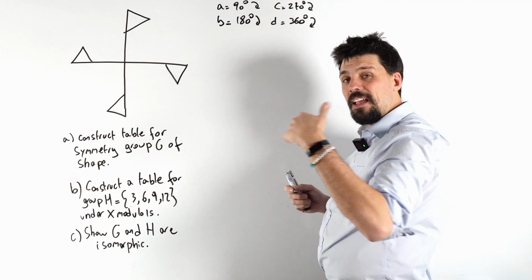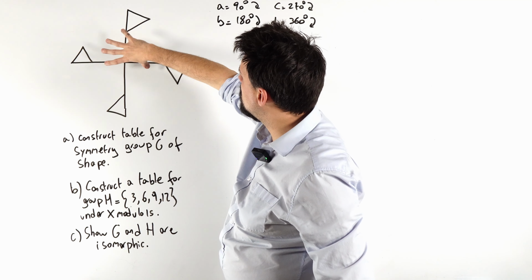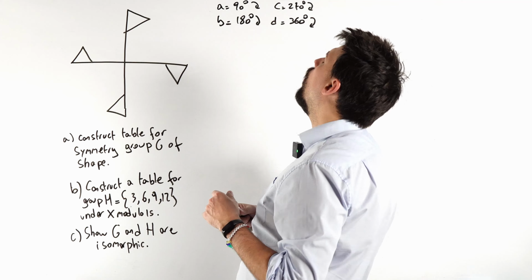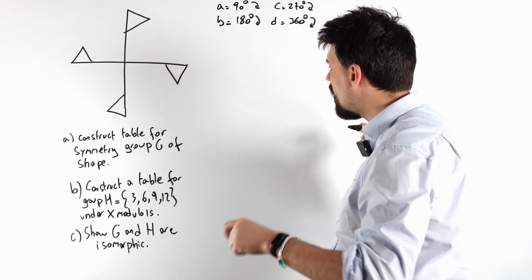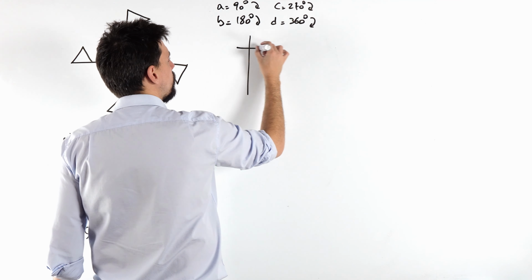We could do the entire thing anti-clockwise, but of course, if I turn it one quarter anti-clockwise, that's the same as turning the whole thing three quarters clockwise. Right, let's make a table for this.